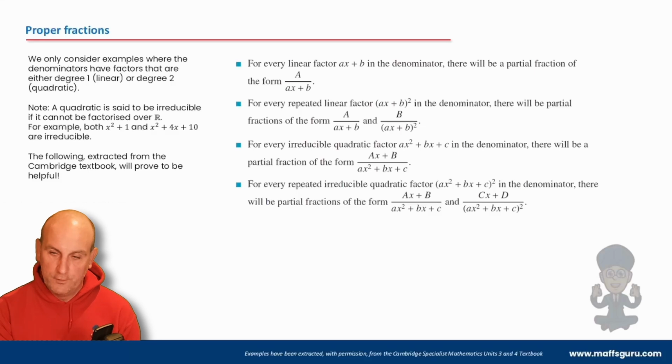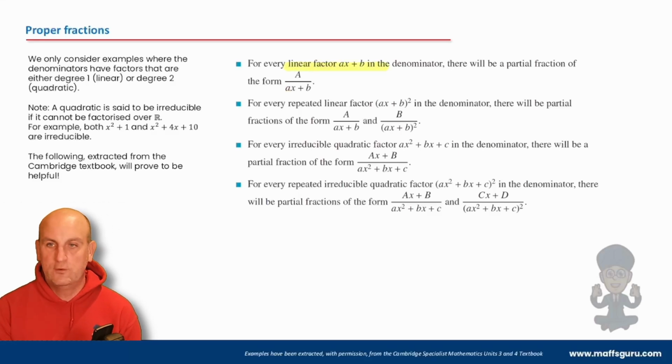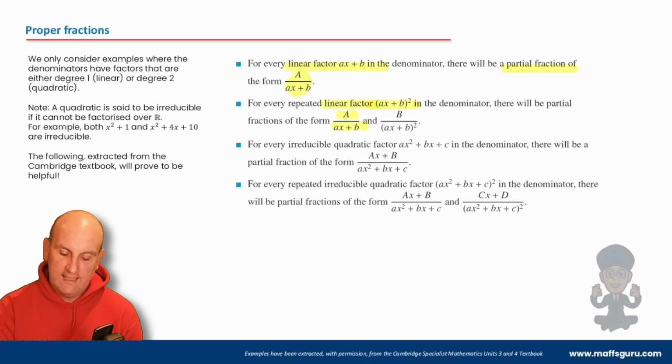Now, there are 4 things to look for. The first is you're looking for linear factors of the form ax plus b in the denominator. For every one of those linear factors, there is going to be a partial fraction in this form here. My advice is put this in your summary book or practice it to death so that it gets into your head. For every repeated linear factor of the form ax plus b all squared, there will be partial fractions of the form a on ax plus b and b on ax plus b squared.